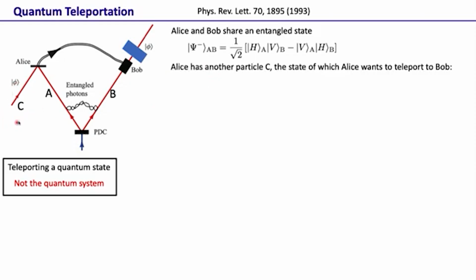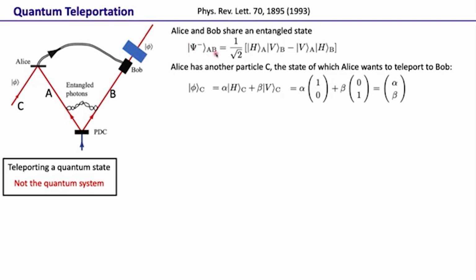Alice also has another particle C, and C wants to send this state phi to particle B. Now the state of particle C is alpha H plus beta V. Of course, Alice has no idea what the values of alpha and beta are, but without knowing the state itself, Alice just wants to teleport the state. So this phi C we can write as alpha |0>, beta |1>, and in column vector form we can just write it as (alpha, beta). So that's an unknown state that particle C has.